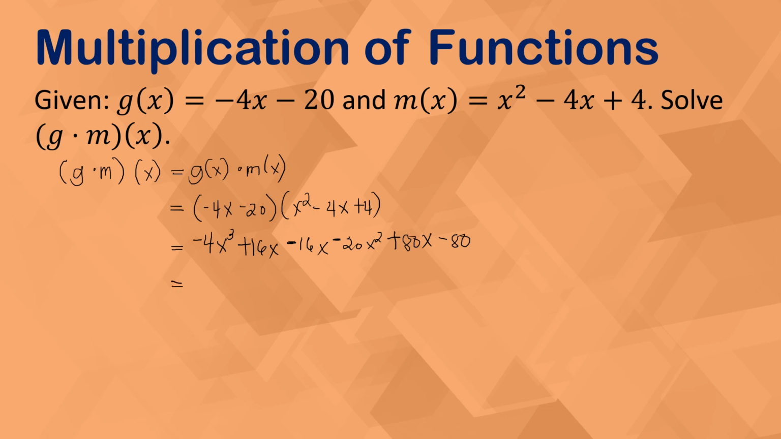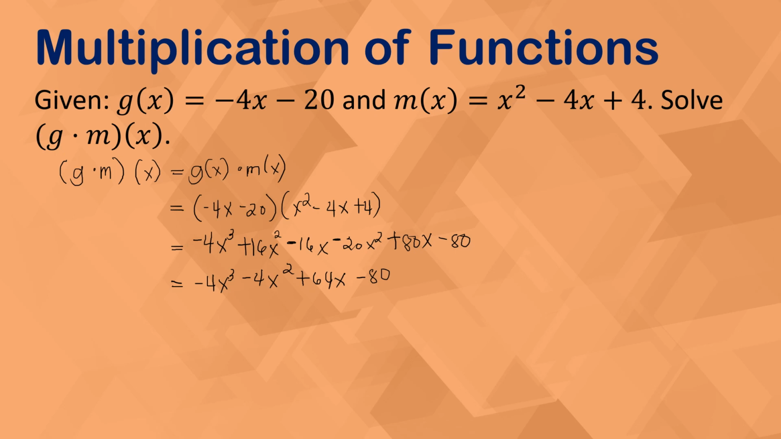Okay, now we can combine like terms. We have here negative 4x cubed. Okay, so we have here 16x squared minus 20x squared, it's negative 4x squared. Then we have negative 16x plus 80x, positive 64x, and we copy negative 80. Okay, so I made a correction on this part. This must be squared. It's because negative 4x times negative 4x is positive 16x squared.